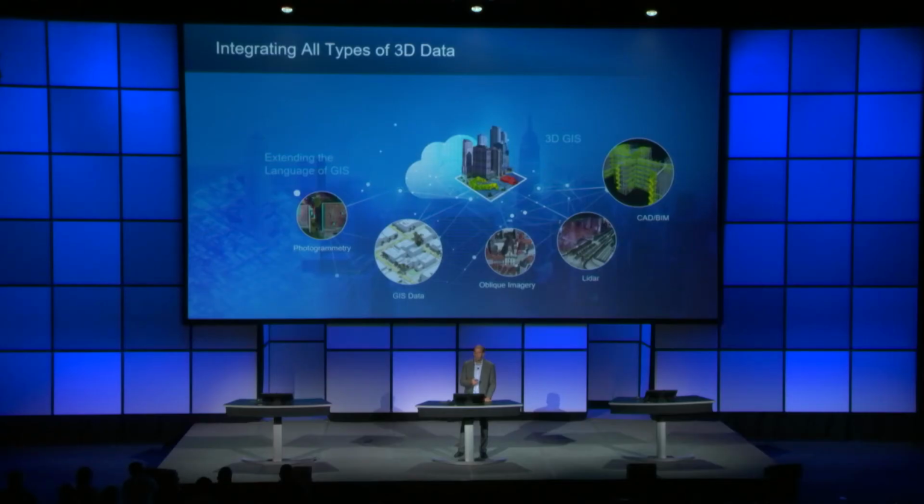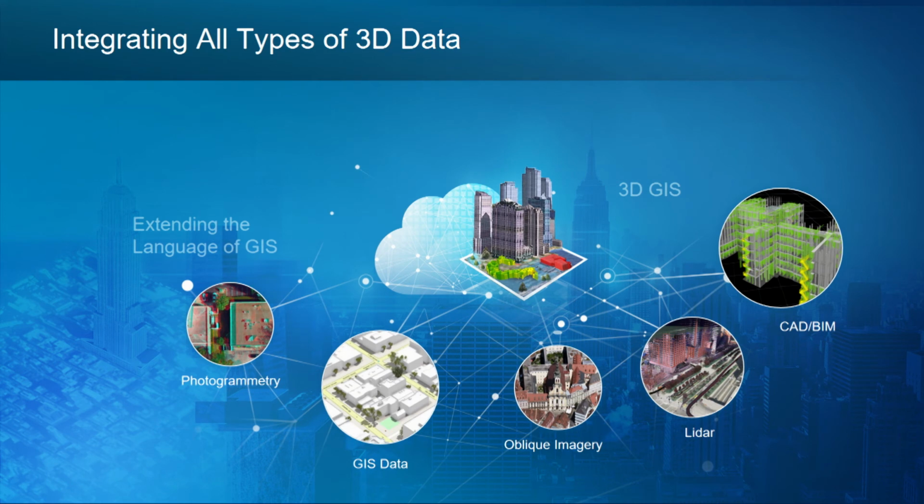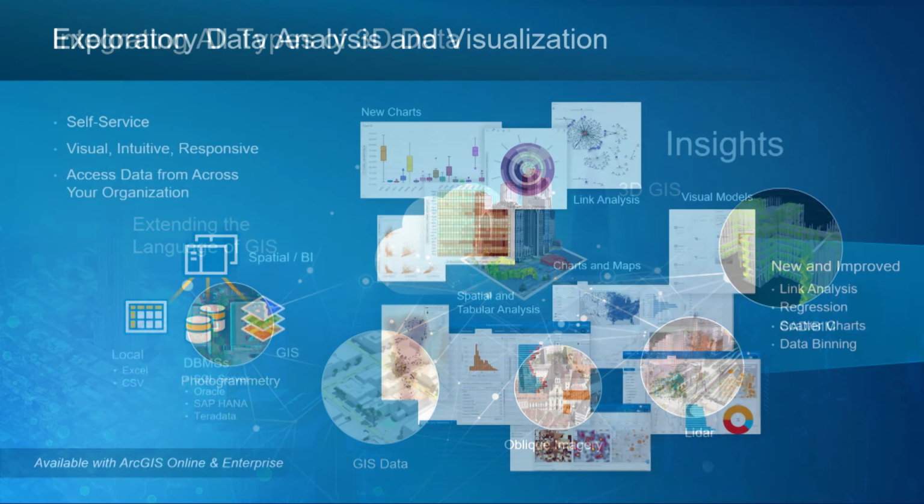Of course, CAD and BIM data are well observed and interacted with in 3D. Esri continues to make progress on 3D on all fronts, including LiDAR, oblique imagery, GIS data in natively 3D formats and visualizations, and full 3D photogrammetry.